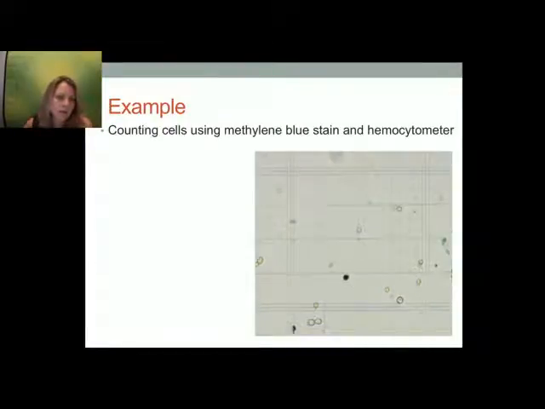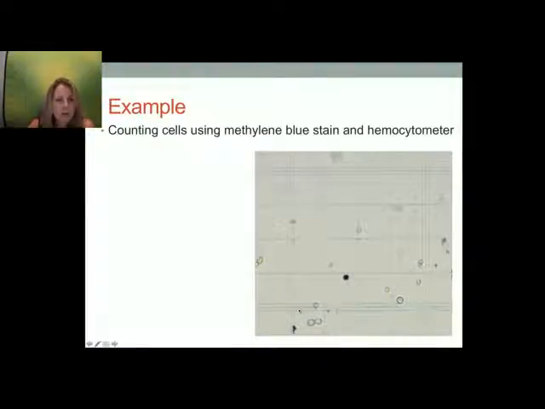In this example, I'll show you the methylene blue stain in the hemocytometer. And so here you can see methylene blue was used to stain a yeast sample. All of these clear cells are live cells, shown here. And then this cell here that's dark blue or purple, that's a dead cell.